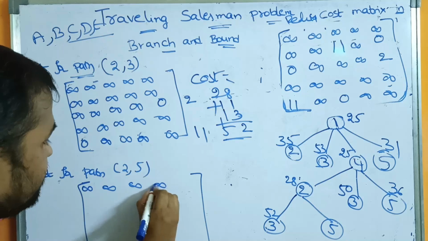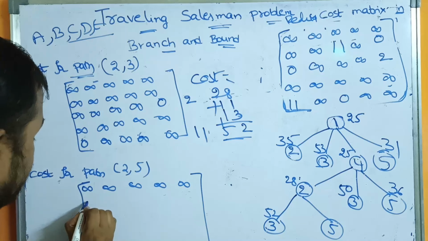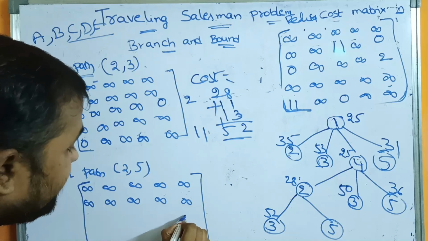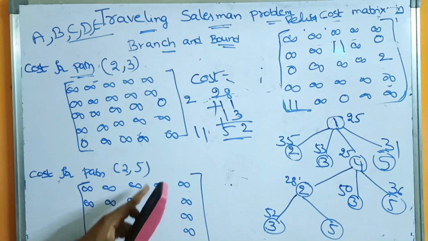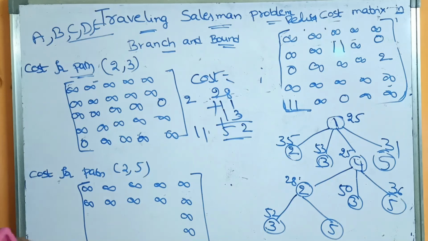So 1, 2, all are infinity only. Now 2 comma 5. So we have to change all the entries of the second row to infinity, as well as the fifth column to infinity. As well as we have to change the 5 comma 1 entry to infinity. So 5 comma 1 means this entry. So change this entry to infinity.